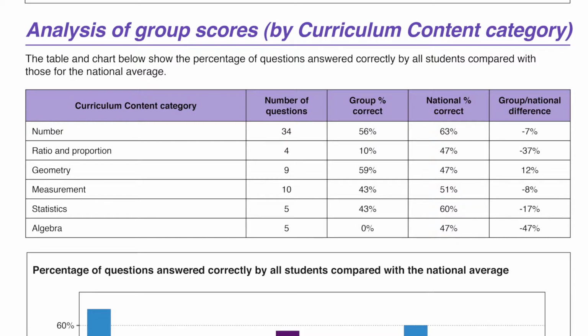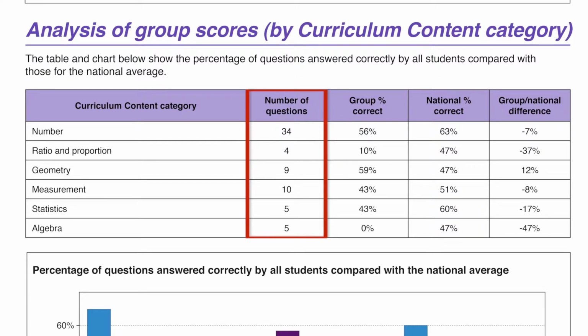by curriculum content category. In the UK, these categories vary depending on your local curriculum and test level. Here, we have the name of the category, number of questions in this test for that category, and the percentage of scores the group got correct compared to the national average.